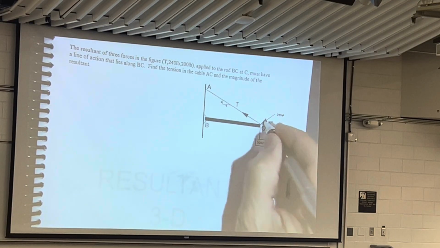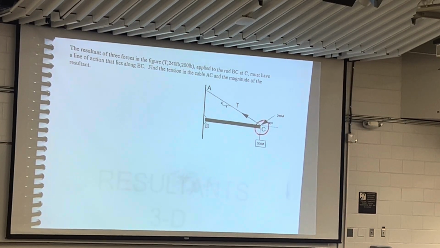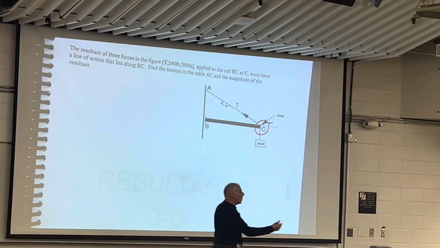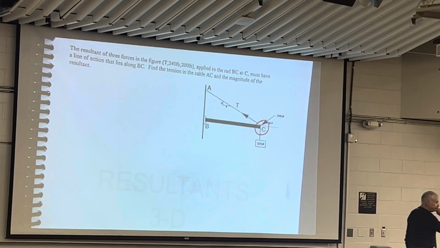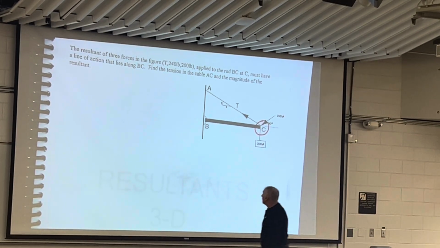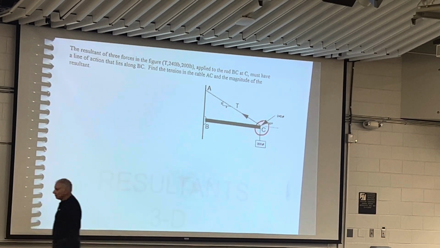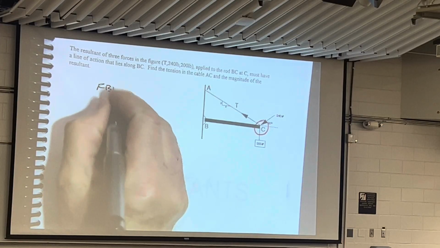Notice the point of concurrency. I like to circle the point of concurrency. Wherever my red line touches, I have to show in a free body diagram. Okay? So, here's my free body diagram of this thing. Free body diagram.